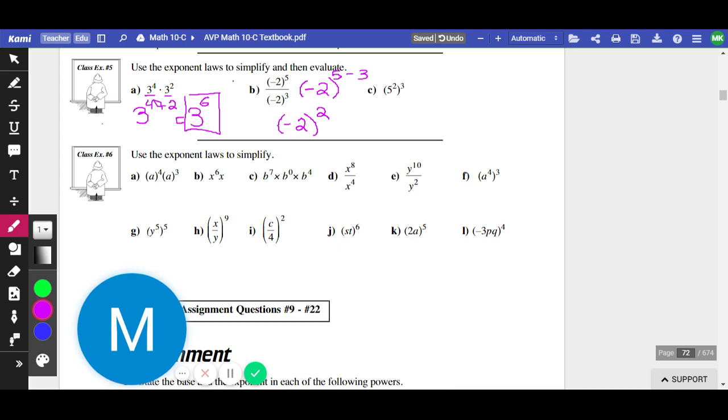The last one, this is the one they call power of a power law. Really, it's the exact same thing we were doing with all these things. If you have brackets and an exponent outside, the exponent can come inside, and you multiply the exponents. So this becomes 2 times 3, which would be 5 to the power of 6.